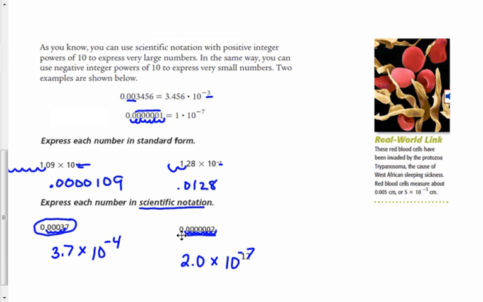All right, that's how you do scientific notation for really small numbers.